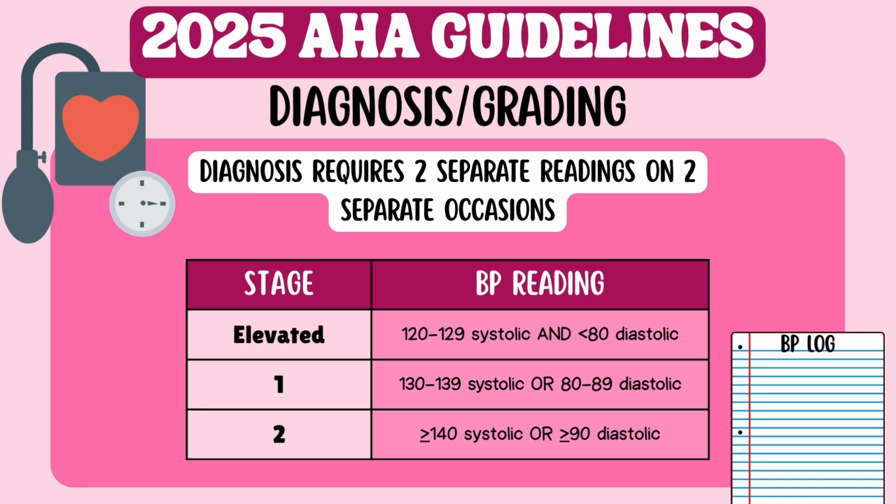Lastly, stage 2, this is a systolic of 140 or greater or a diastolic of 90 or greater. So same thing. Doesn't have to be both elevated systolic and elevated diastolic. It has to at least be one of them.